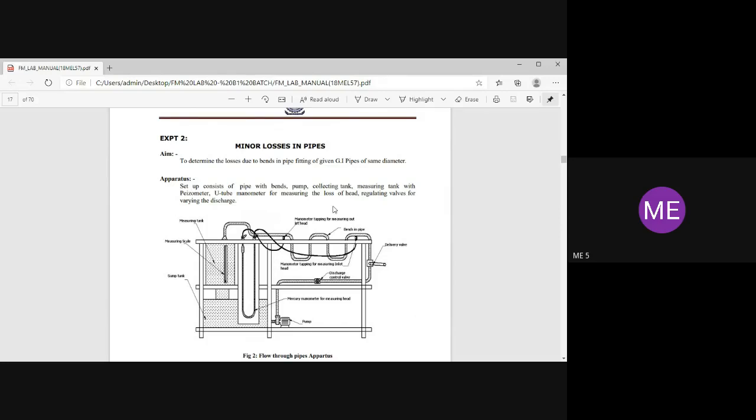So this entire setup consists mainly of bends, and then we have a centrifugal pump. Then we have the collecting tank, and the measuring tank with a piezometer. Next we have a U-tube manometer. This U-tube manometer is for measuring the loss of head. And there are regulating valves for varying the discharge through the pipe flow.